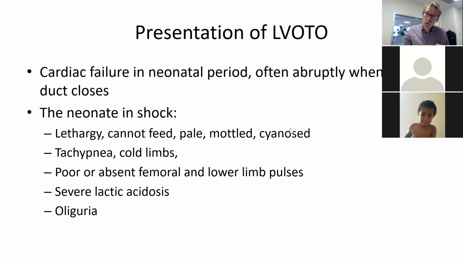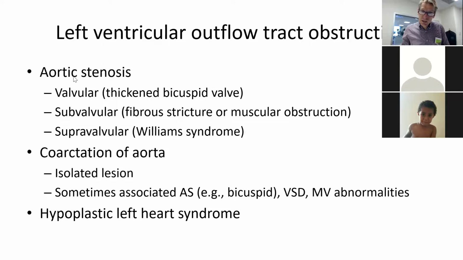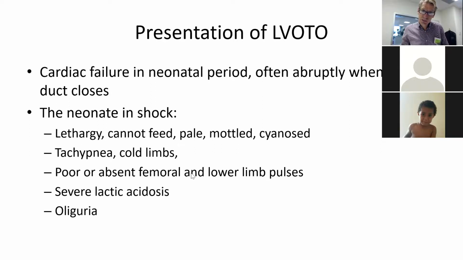So they've got all the signs of forward flow heart failure, like low output failure. They're tachypneic and they've got cold limbs. Remember I said the worst type of heart failure is low output heart failure. So these children have that. They've got poor or absent femoral or lower limb pulses because they've got stenosis of their aortic valve or a coarctation. So you won't be able to feel their lower limb pulses, or they'll be very hard to feel.